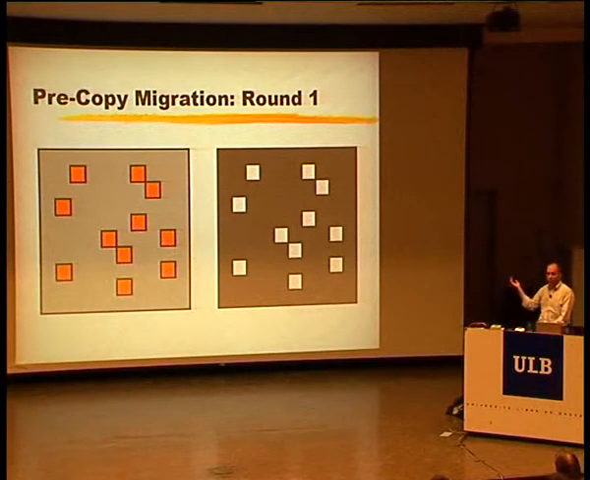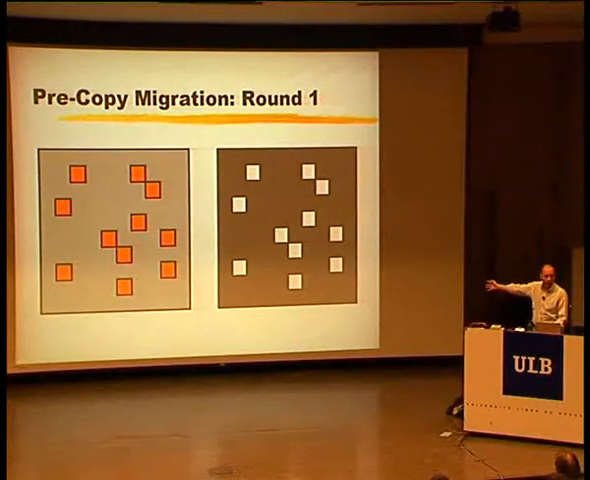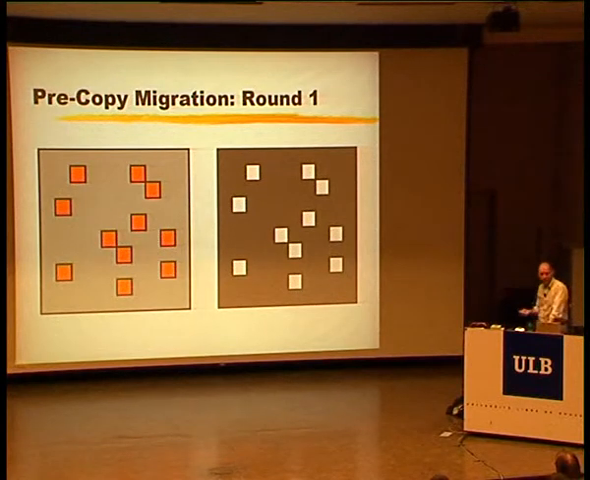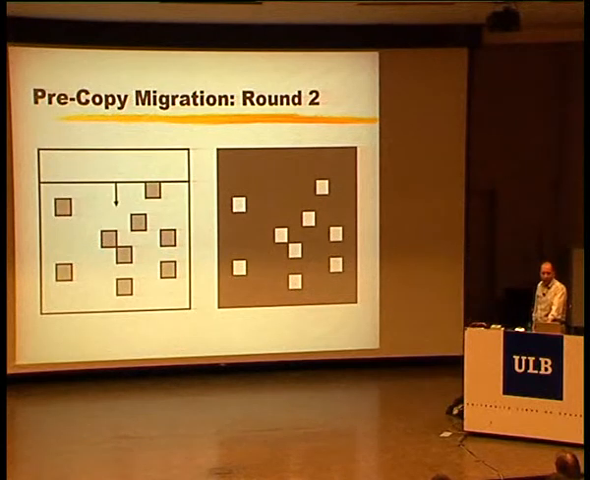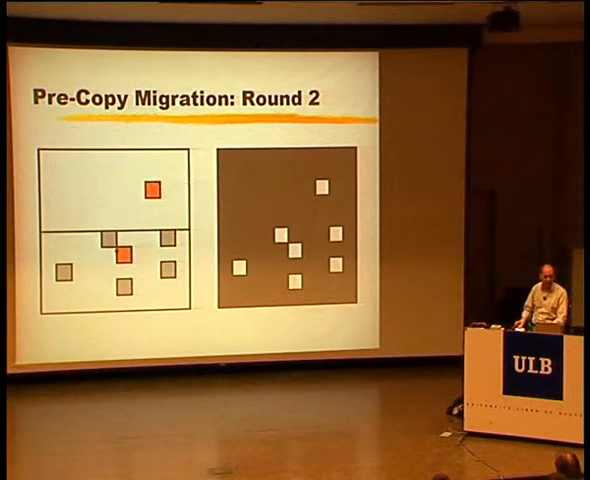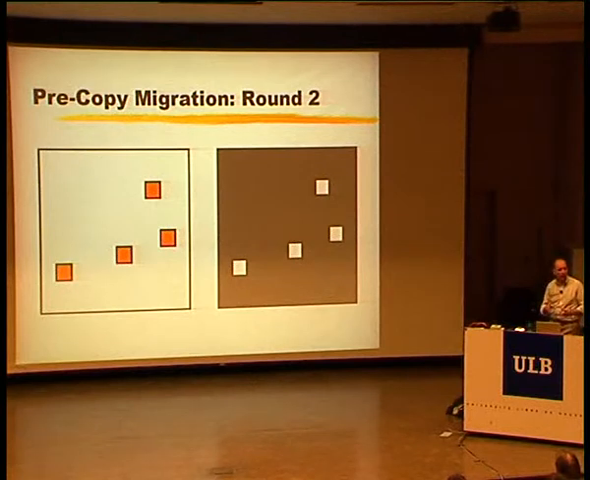So after one iteration of this algorithm, we've done pretty well. We've filled in a lot of the gray over here, but there are a number of holes, and we have to go back to the top and start resending those pages. But the good news is that there's less to send this time, so it's quicker, so hopefully the guest will dirty fewer pages this time around. It's running, dirtying pages still, but hopefully fewer. And we do some number of iterations of that, watching how we're doing and making adjustments.